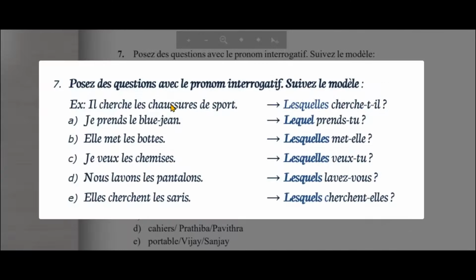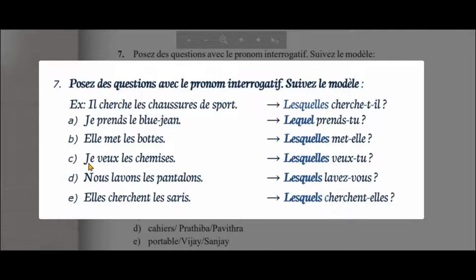Look at the first sentence. I am taking the blue jean. So here le is the trigger, so it is masculine singular. So you're using lequel. Which one are you taking? The second one, she is putting on the boots. Now you have to remember that boots is feminine plural, and therefore I am making use of lesquelles. Which ones is she putting on?